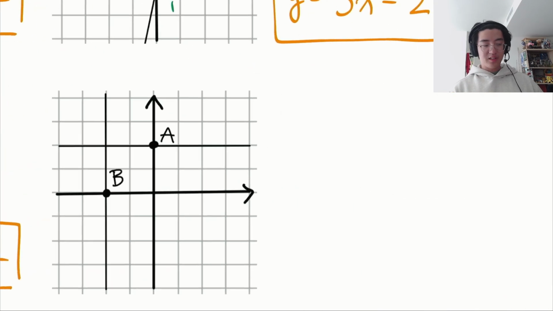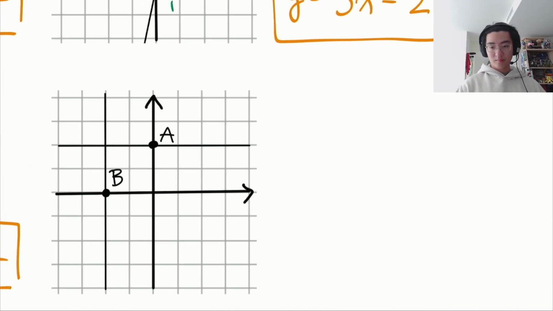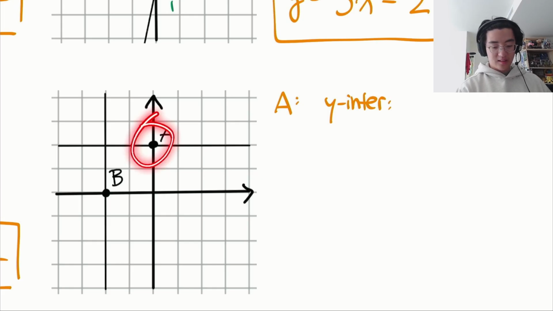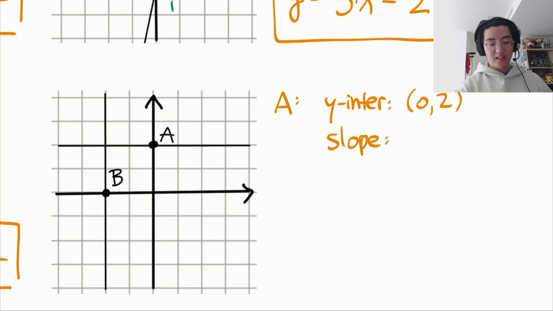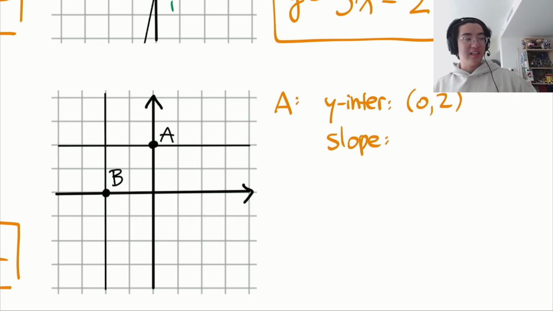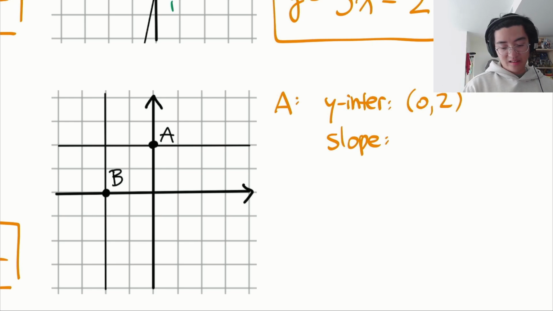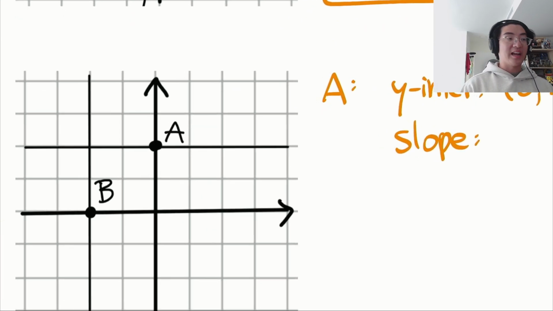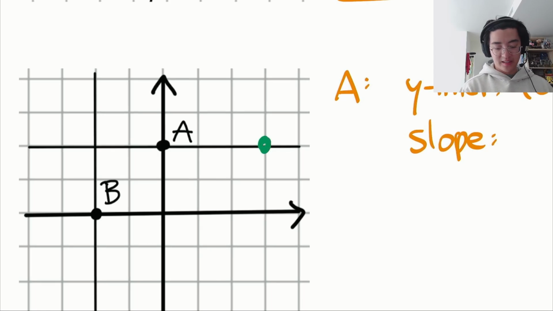Okay, how about horizontal lines? Those ones are weird. Let's check line number A here. The y-intercept for line number A is clearly at 2, or 0, 2. How about the slope? The slope here is weird because it is 0. If we pick any point on this line, let's take this point here, the rise is 0. The change in the y here is always 0, no matter where it is on this line. It could be here, could be here, could be here. The change in the y is always 0.